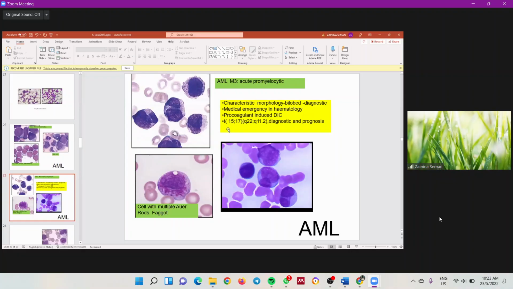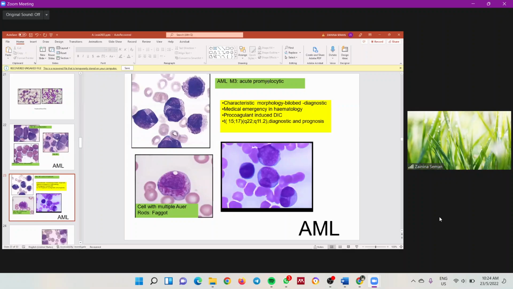this is the type of medical emergency, and these faggot cells actually contain procoagulants, and once they are released into the peripheral blood, they can induce DIC. And another thing, this subtype is associated with translocation 15-17, and this translocation serves as a diagnostic and prognostic marker for this M3 subtype. M3 we call AML M3 or acute promyelocytic leukemia. These are the other names.